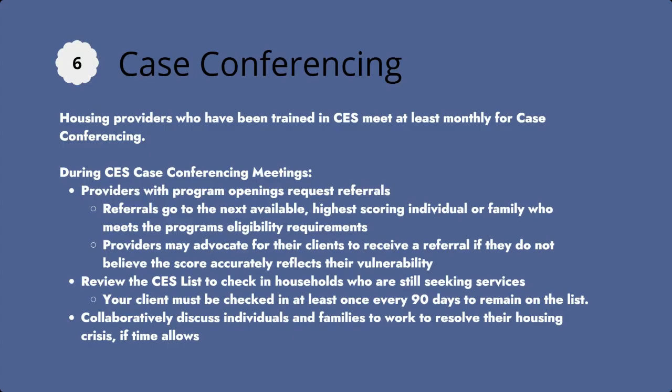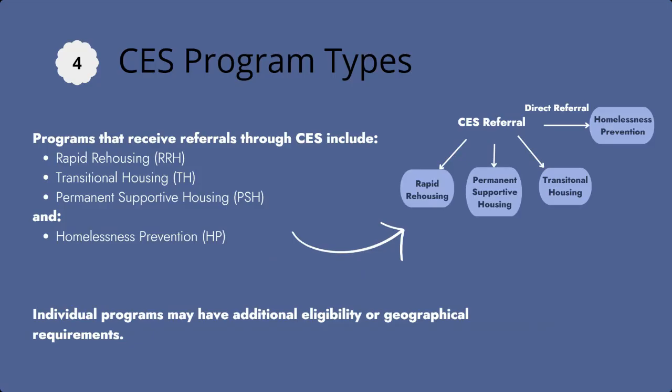Your client must be checked in at least once every 90 days to remain on the CES list, and we may collaboratively discuss individuals and families to work to resolve their housing crisis if time allows. There are a few types of programs that can be referred to through CES. Homelessness programs that refer through CES include rapid rehousing, transitional housing, and permanent supportive housing.